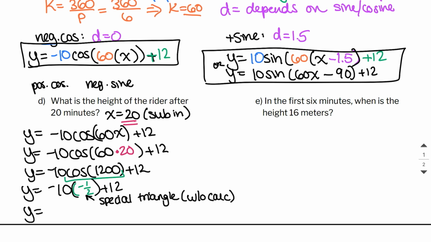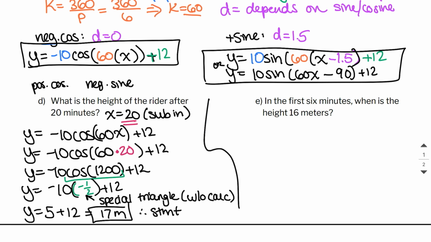Okay, so negative 10 times negative 1/2 is 5, and then 5 plus 12 is 17. So the height of the rider will be 17 meters after 20 minutes. And then I'll ask you guys to write a therefore statement, but you guys can do that on your own.